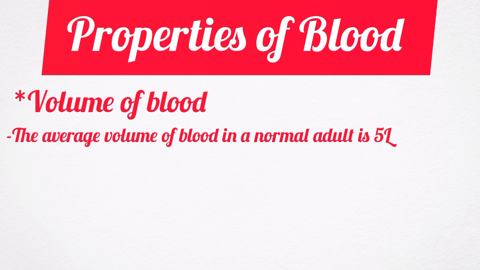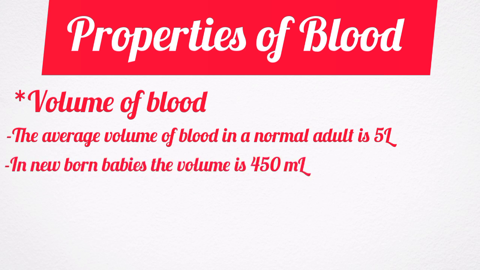The average volume of blood in a normal adult is 5 liters. In newborn babies, the volume is about 450 ml. This volume increases during growth and reaches about 5 liters at the time of puberty. In females, the volume of blood is slightly less and is about 4.5 liters.